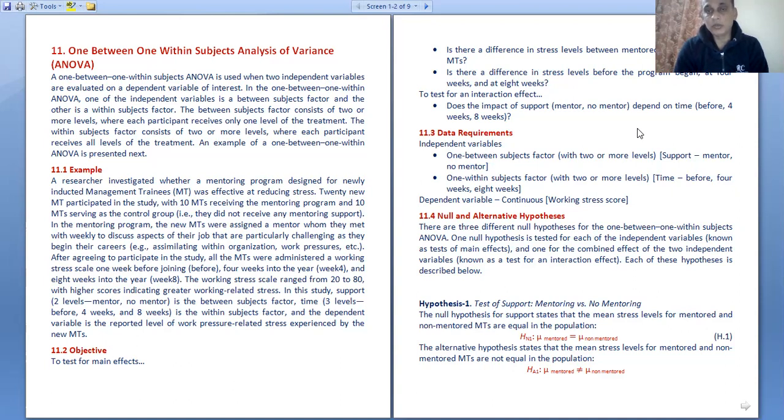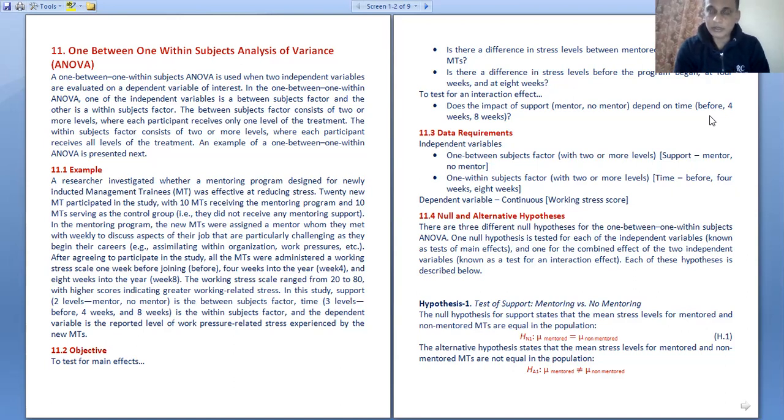Data requirement: we all know we have two independent variables. One independent variable is the between subject factor, and the second one is the within subject factor. Here, support is the between subject independent variable, and the other independent variable is time, the within subject factor. The dependent variable is the stress values of the 20 participants, which is measured on a continuous scale.